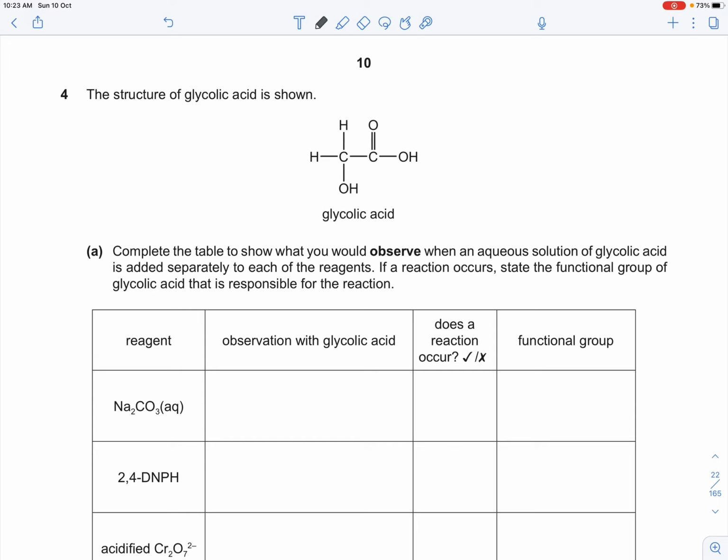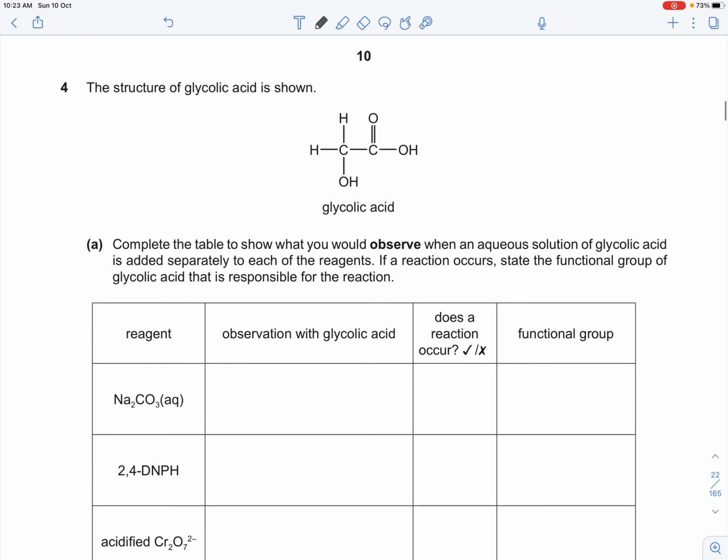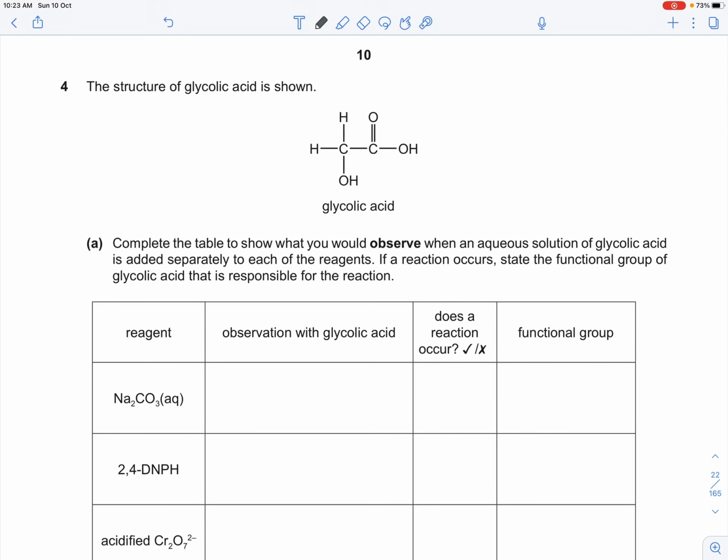Alright, so this is another question on infrared spectroscopy. This question is from October-November 2018, paper 21, question number 4. The structure of glycolic acid is shown. So this is glycolic acid, right? This has the COOH group and OH group present. Complete the table to show what you would observe when an aqueous solution of glycolic acid is added separately to each of the reagents.